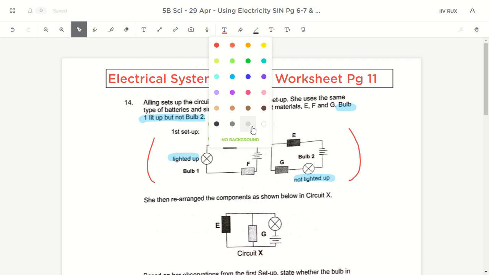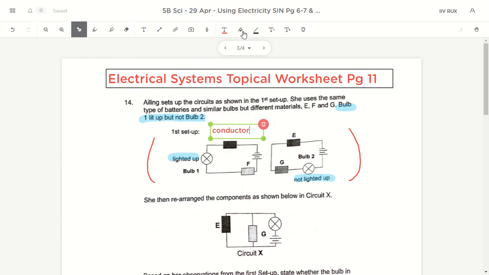And similarly, F must also be a conductor because it allows electric current to pass through. That's why the light bulb will light up. Okay, so I know both E and F are conductors. So you need to write it down so you can remind yourself.